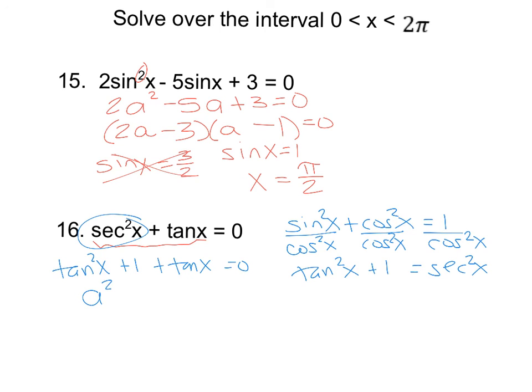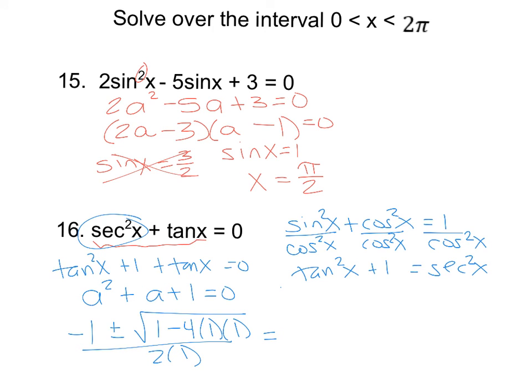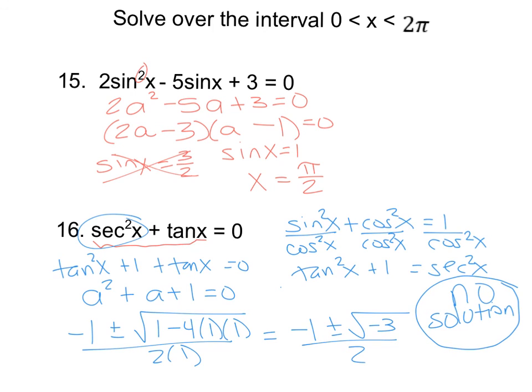So that's a squared plus a plus 1. Did you take all the calculations? All right, this is not factorable. If you try to factor it, you can't. So we do quadratic formula. -1 plus or minus the square root 1 minus 4ac all over 2a. So we get the square root of -3 over 2. So this has no solution. All that work, and it's no solution. And I checked the book. Oh well.